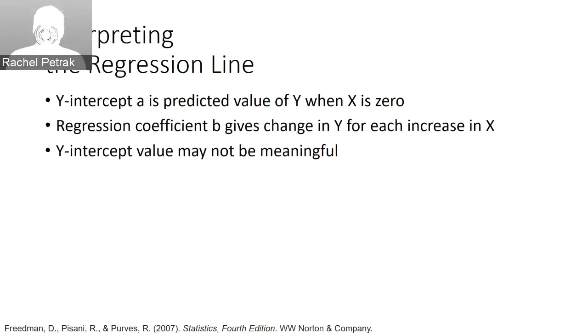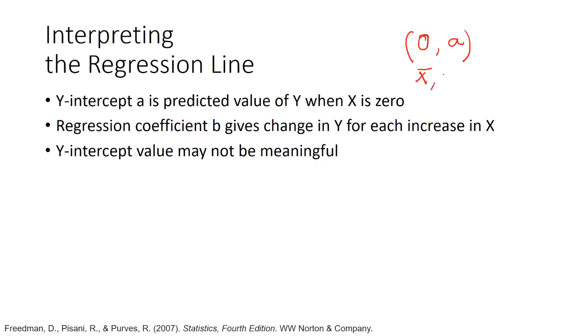To interpret the regression line, remember that the y-intercept A is the predicted value of y when x is 0. So the y-intercept is technically the point (0, A), where A is whatever the y value is. And remember, to plot a line, we only need 2 points. We could use (0, A) and the mean of x and the mean of y.